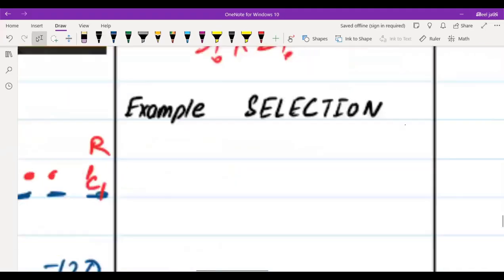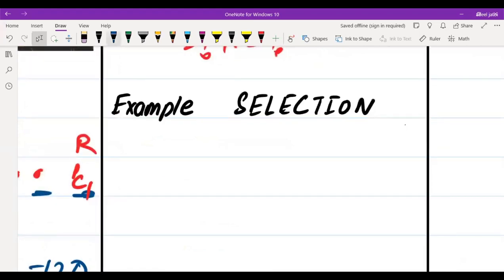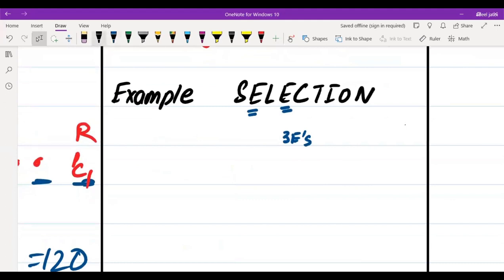Okay. Another example, the word is SELECTION. And now in SELECTION, what we can see is the repetition of two E's. So that means two E's are repeating in this. So when two E's are repeating, let's just work out with the example question.